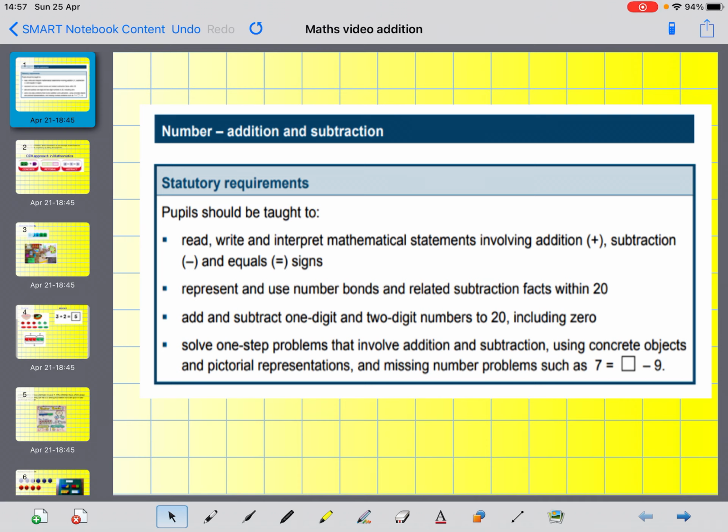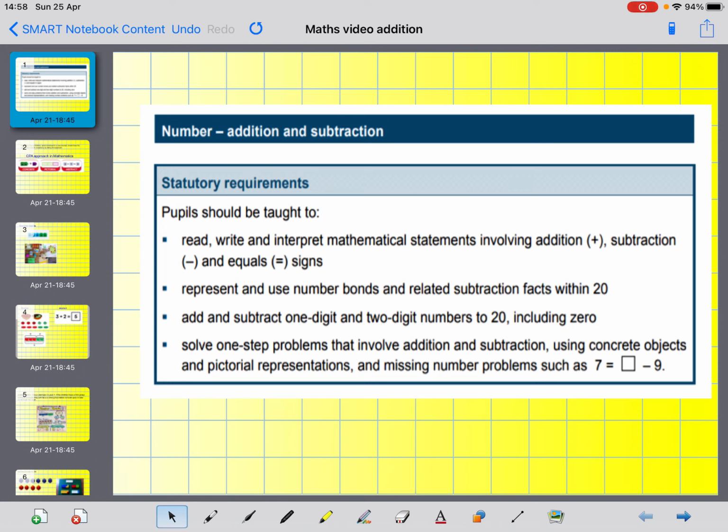I'm going to go through the Maths National Curriculum and break up the following objectives to do with addition and subtraction across the following videos, to show you how we use these statements to help our children in school. So children should be taught to read, write and interpret mathematical statements involving addition and subtraction and the equal sign.